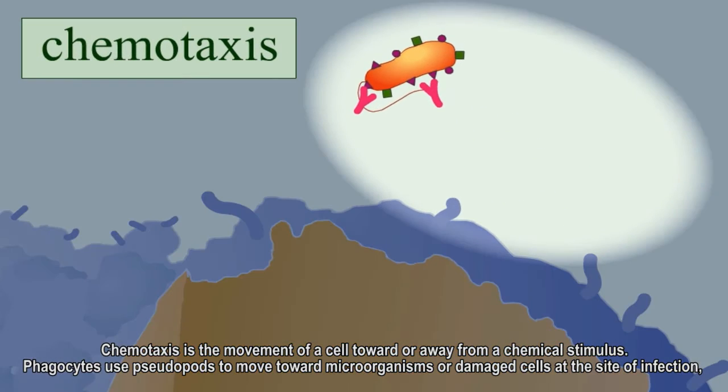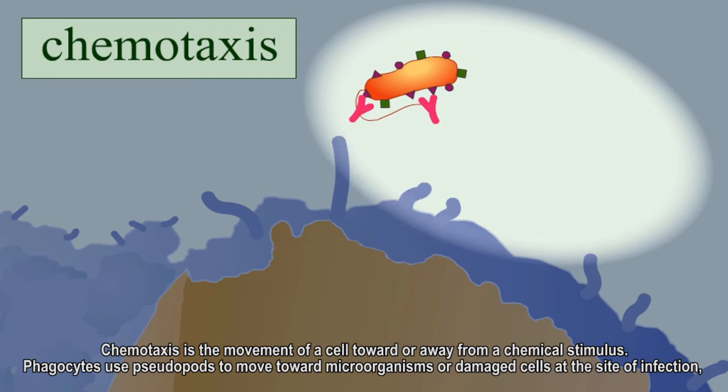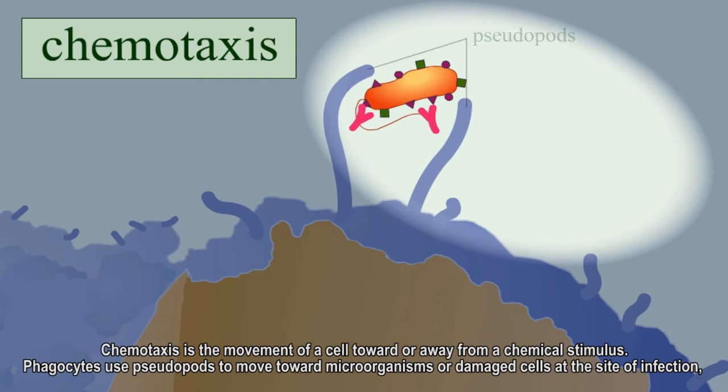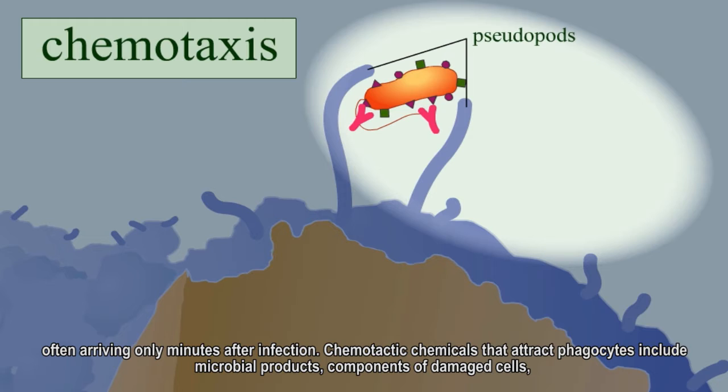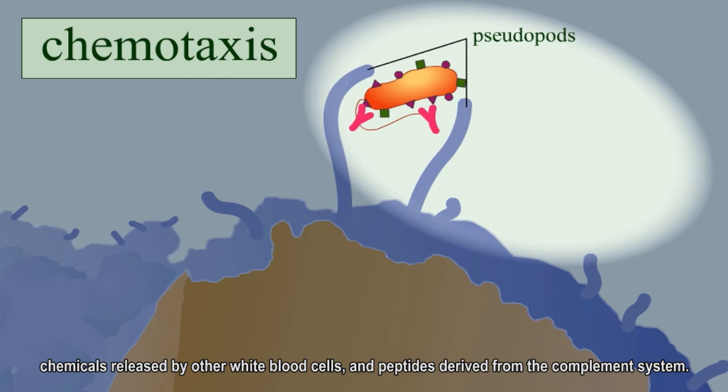Chemotaxis is the movement of a cell toward or away from a chemical stimulus. Phagocytes use pseudopods to move toward microorganisms or damaged cells at the site of infection, often arriving only minutes after infection. Chemotactic chemicals that attract phagocytes include microbial products, components of damaged cells, chemicals released by other white blood cells, and peptides derived from the complement system.